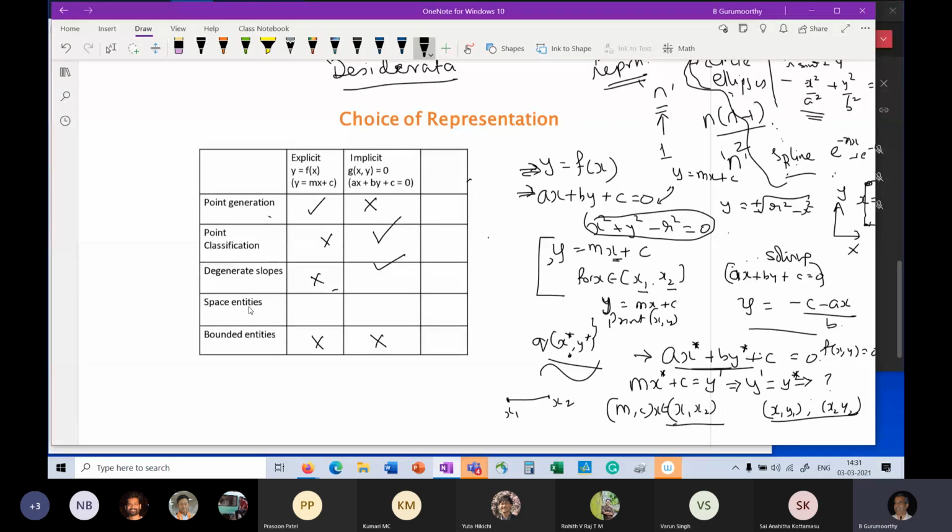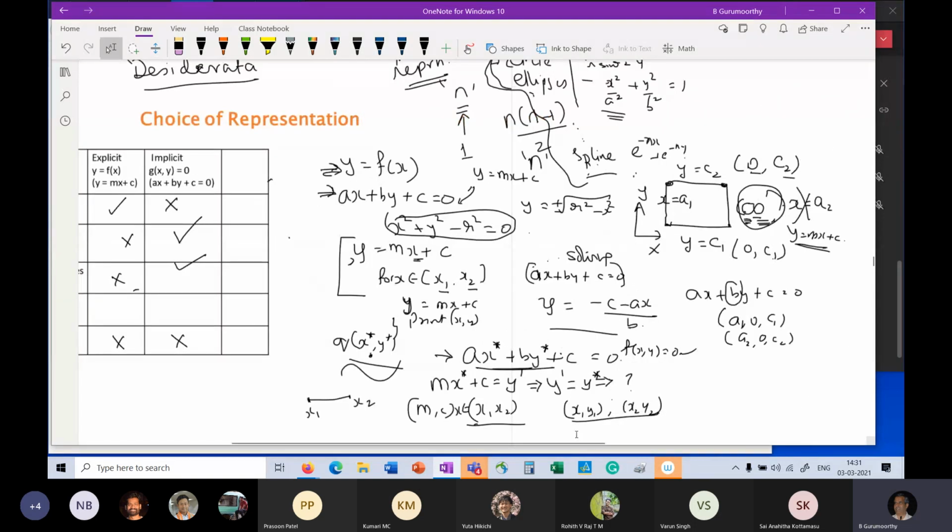So the last one left is what we have called space entities here. Let me go back to this example of the square. Unfortunately, I don't have much space here, but let me just wing it by changing the color on the pen.